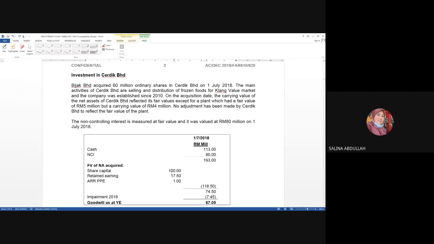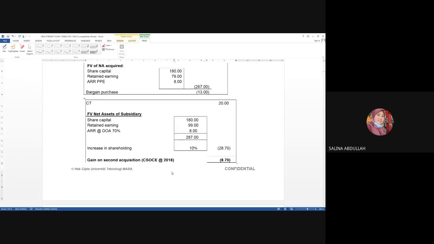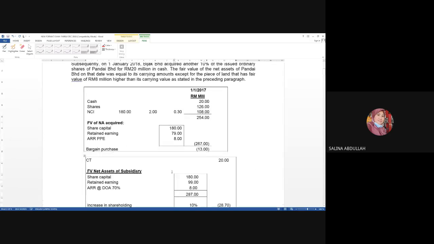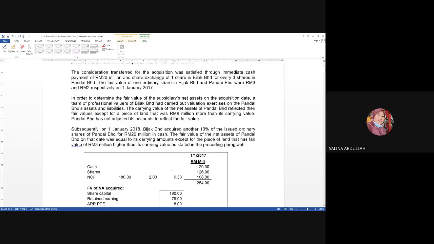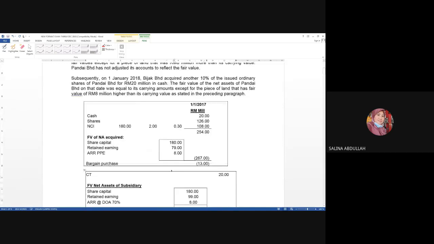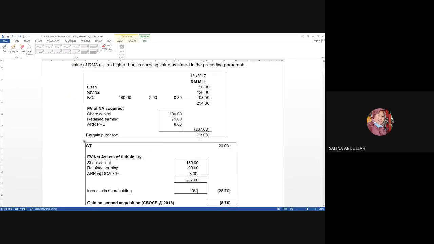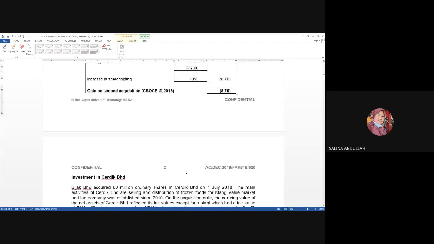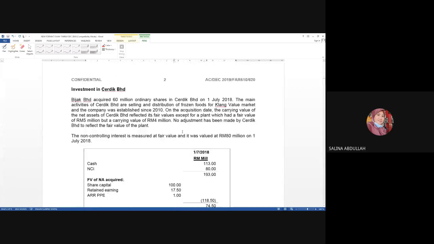Okay, basically, in the previous video, we have discussed how to calculate goodwill on acquisition of S1 Bandai Berhad. You can see that at the end, the amount is a bargain purchase of 13 million. Okay, let's proceed with S2, Cerdik Berhad. You can see here the information.